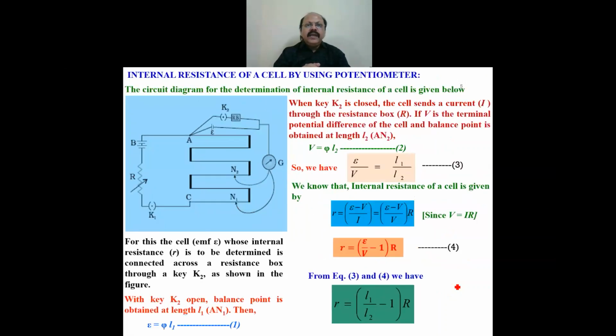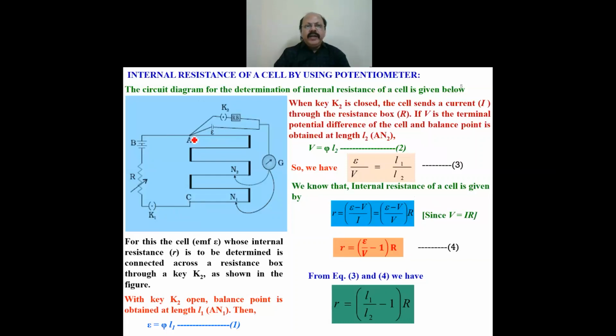Now the second application: finding the internal resistance of a cell by using a potentiometer. Similarly, we have a circuit diagram for finding the internal resistance of a cell. This is a potentiometer. Again, the point A is connected to the positive terminal of the battery, the negative terminal of the battery is connected to a rheostat, the other end of the rheostat is connected to a key K1, and the other end of the key K1 is connected to the point C of the potentiometer.